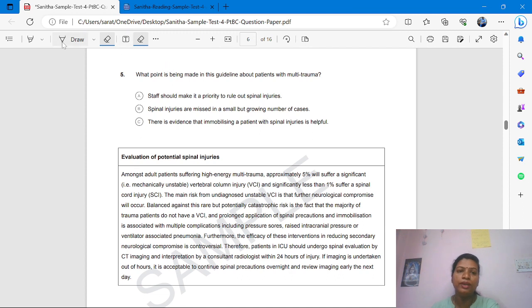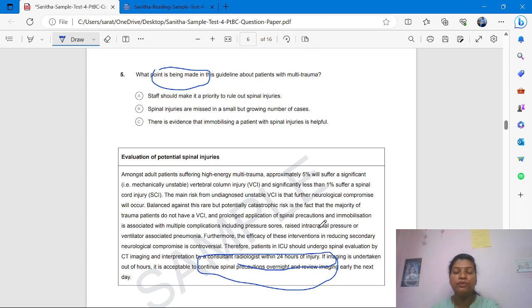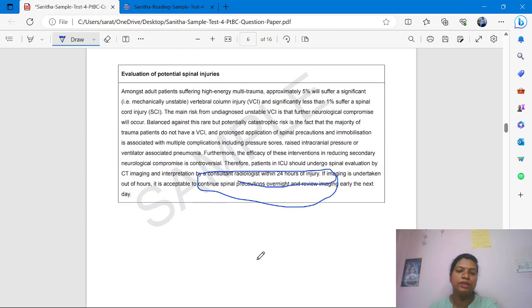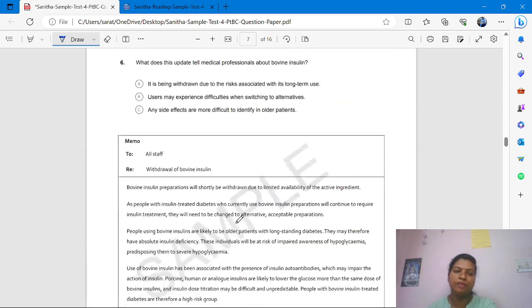What is the main point it is saying? Here, what is the main point? The main point is that we have to diagnose within 24 hours. If there is any, within 24 hours, we have to find out. What is the answer then? Staff should make it a priority to rule out spinal injuries. That's why I'm saying we have to comprehend. We have to comprehend the summary. We have to comprehend the paragraph.